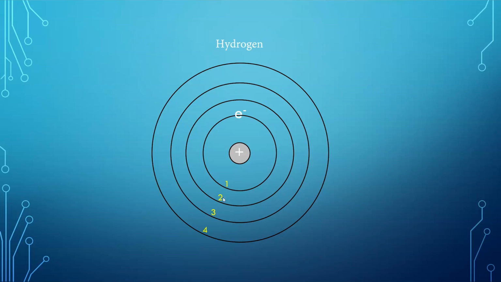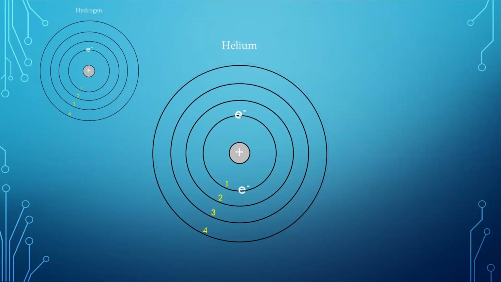Let's take a look back at some of these diagrams we did for elements in Chapter 11. The valence electron in hydrogen is this one here because it's the outermost occupied level, and it has one electron in it, so a hydrogen atom has one valence electron. Helium has 2 electrons in its outermost occupied level, so it's got 2 valence electrons.